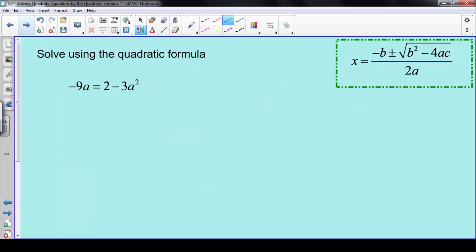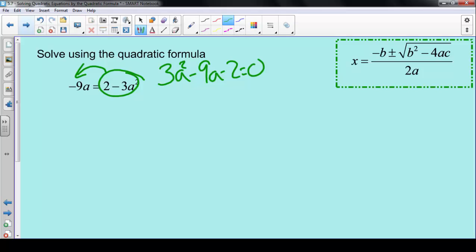We still have to get everything on the same side. Typically, I like to have the squared term positive. It just makes it slightly easier to work with. So I'm going to move everything to the left. This time we're using A. So make sure you use A in your quadratic formula.